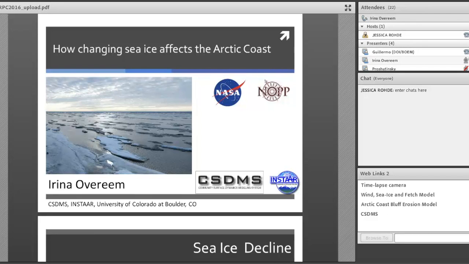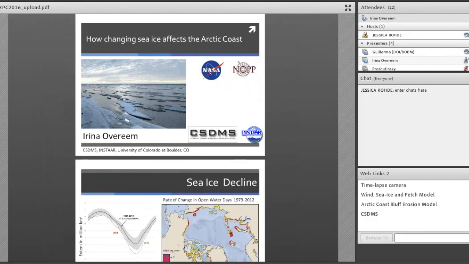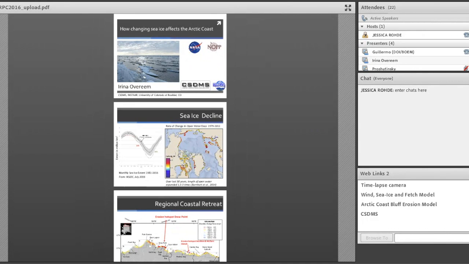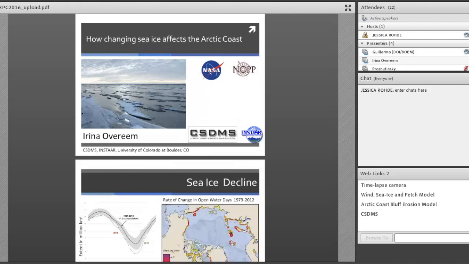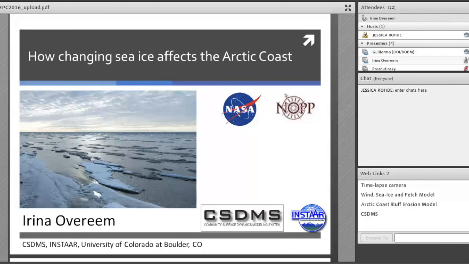But so when we set out in this research on how changing sea ice affects the Arctic coast, this is, I think, Jessica doing, or can I make it a little bit bigger? Fit to page. Okay.